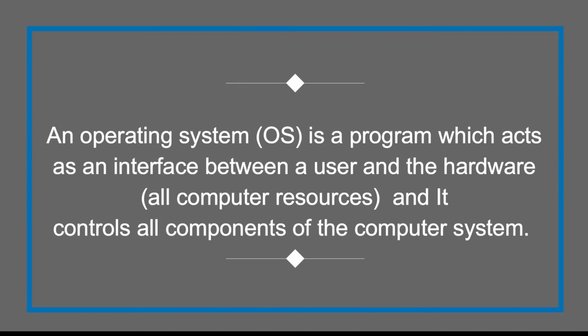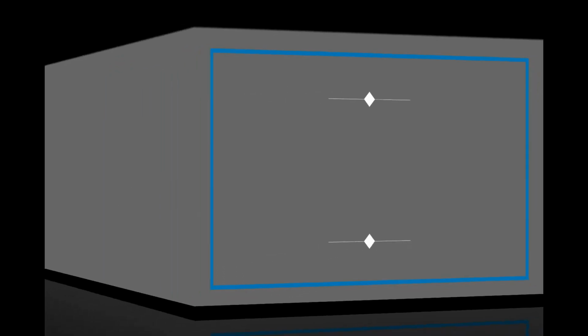See, when we turn on the computer, the first program that we see in the computer is the operating system. An operating system or OS is a program which acts as an interface between the user and the hardware. It controls all the components of the computer system.